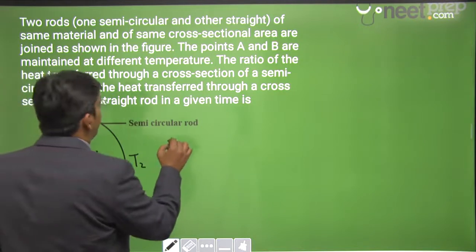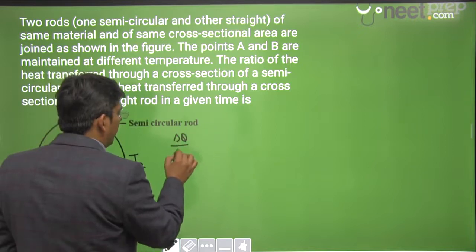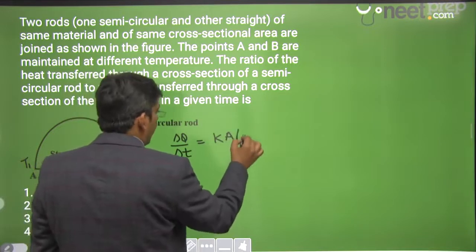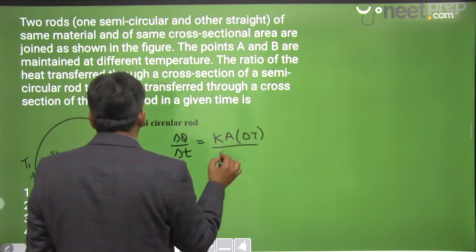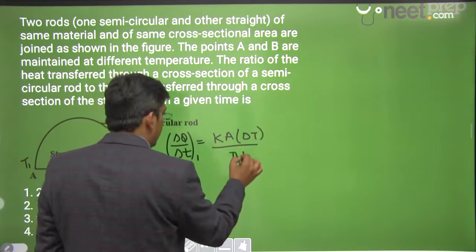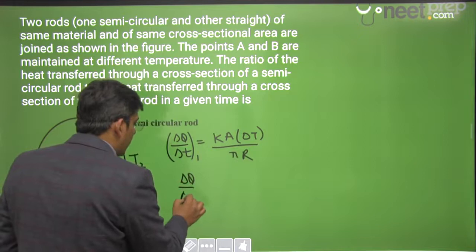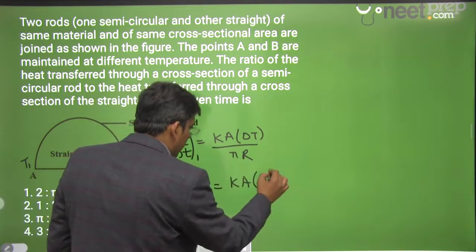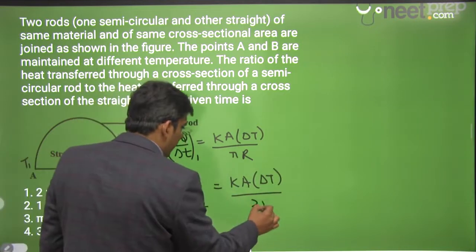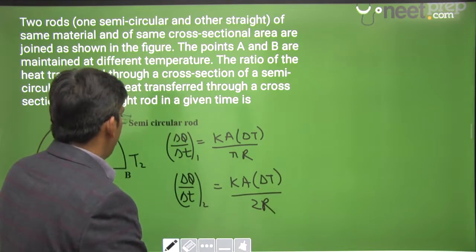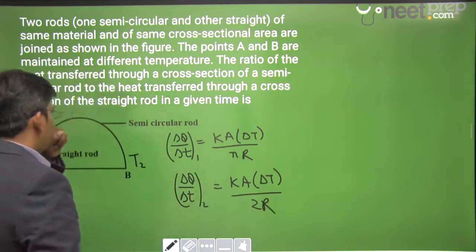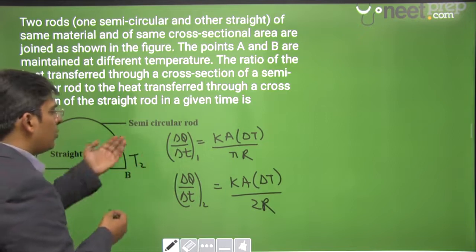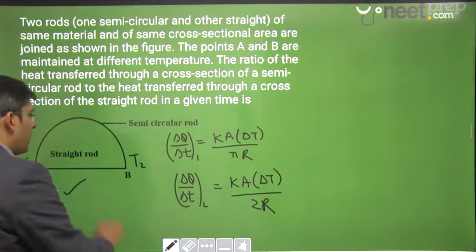See, the rate of flow of heat is basically K, A, the temperature difference which is the same, divided by the length of the semicircular portion, which is going to be pi r. And the rate of flow of heat through the straight portion is K, A, temperature difference, divided by the diameter. So you just find the ratio. Now the ratio of the semicircular to the straight portion will be 2 by pi.